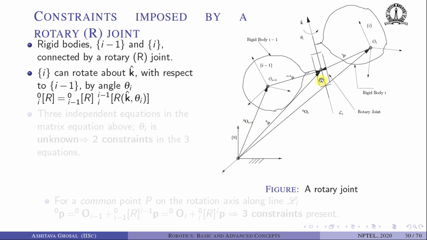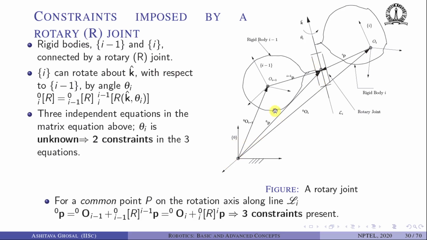Now let us pick a point on the joint axis. I can find this point from the reference coordinate system, the 0th coordinate system, by a vector 0p. Whereas the same point can be obtained by going from the origin of the reference coordinate system to the origin of the i minus 1th rigid body and then a vector (i-1)p. Likewise, I can reach the same point first by going to the origin of the ith rigid body and then a vector from there to that point on the joint axis. So this is the story.